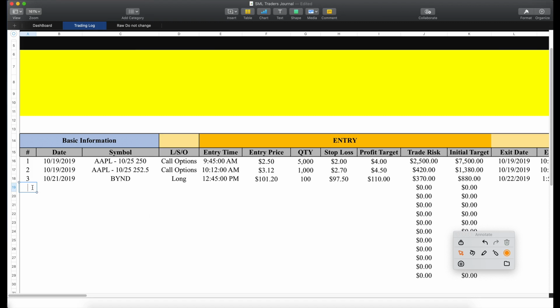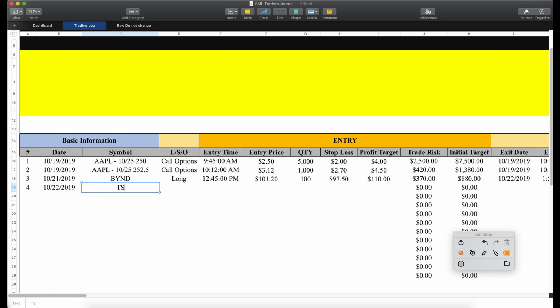Now my next trade, number 4. These are my trade counters. I'm going to put my entry date. Now let's say today is 10/22. If I put 10/22, that's the date I'm making the trade. Let's say I'm trading Tesla.